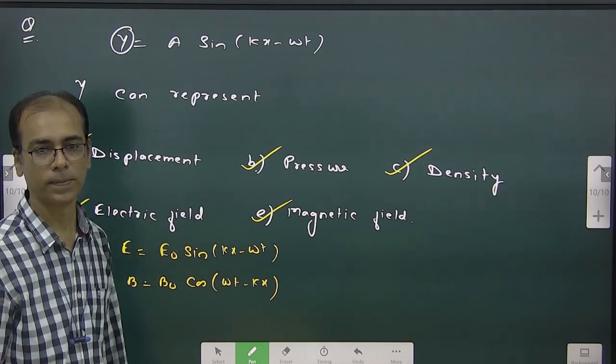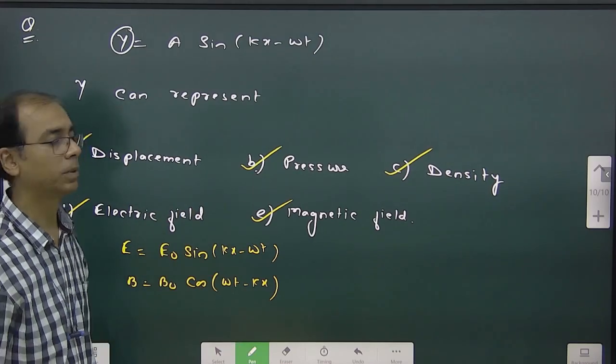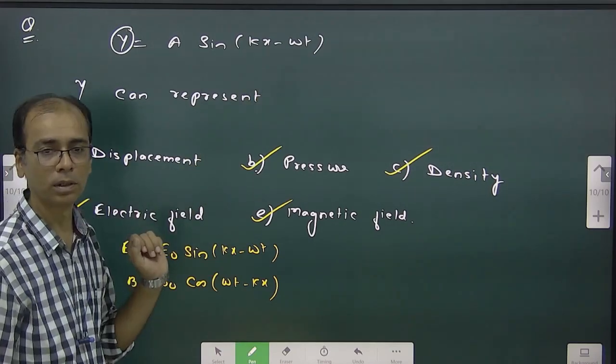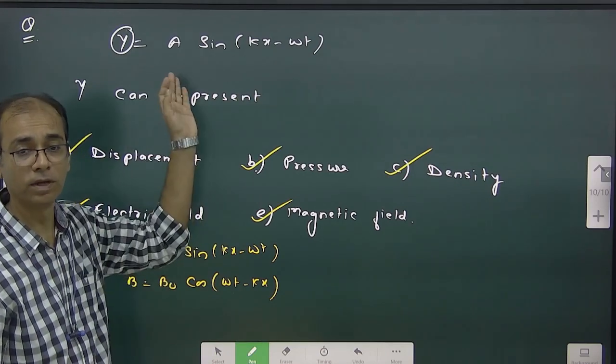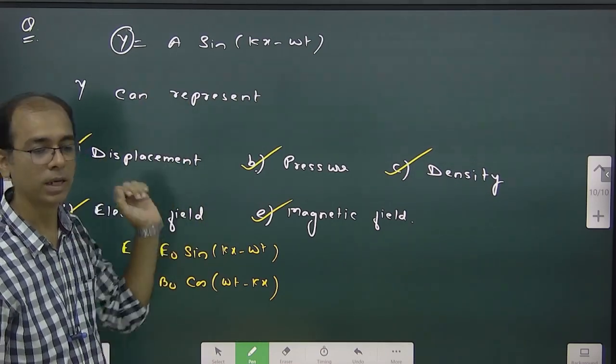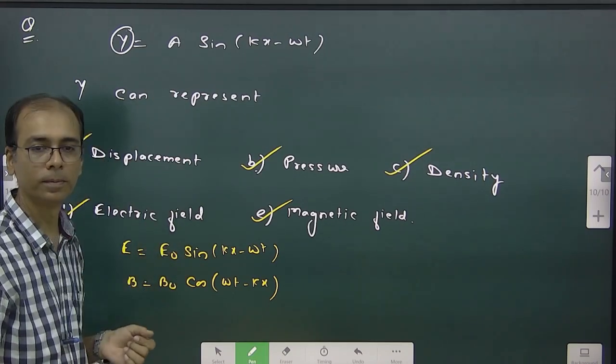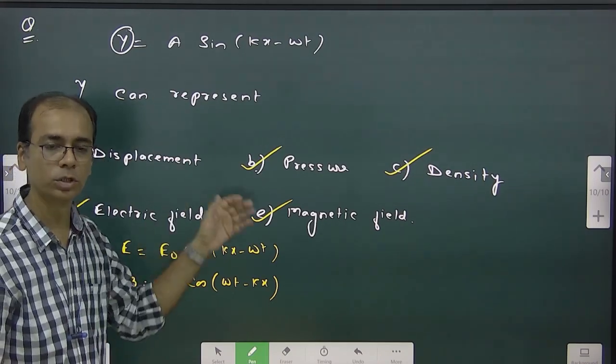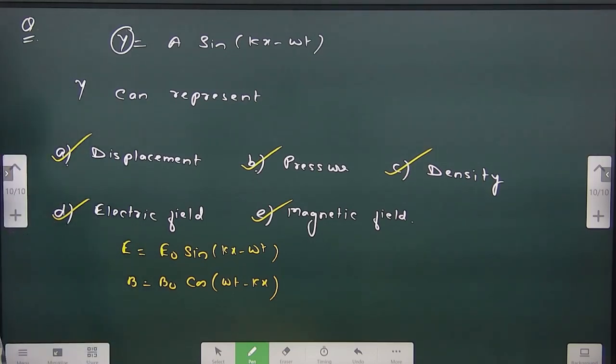Speed of the wave we have to find, omega by k only. Maximum pressure we have to find, so A will be the maximum pressure. In the same way, A will be the maximum value of electric field or magnetic field. Note this one: y can represent all, displacement, pressure, density, electric field, magnetic field.